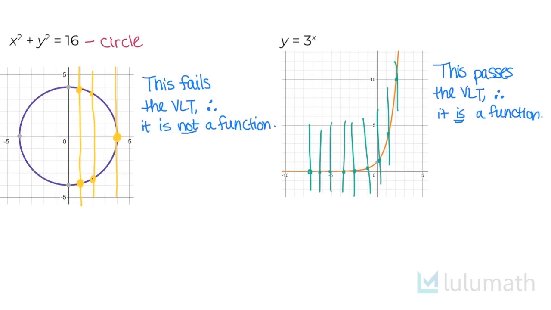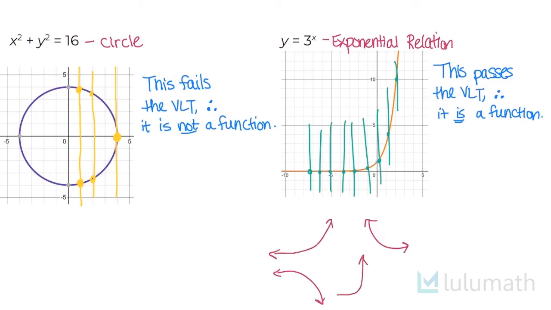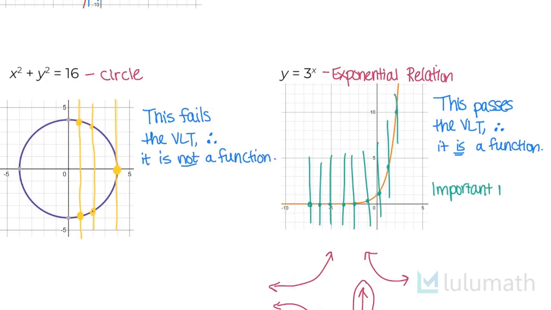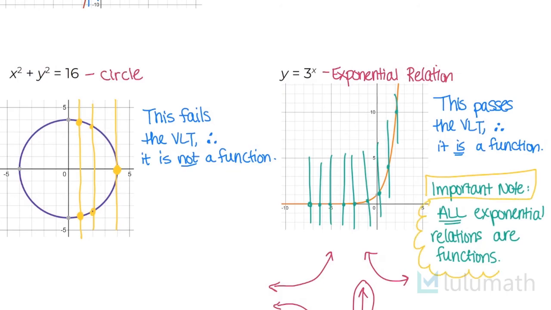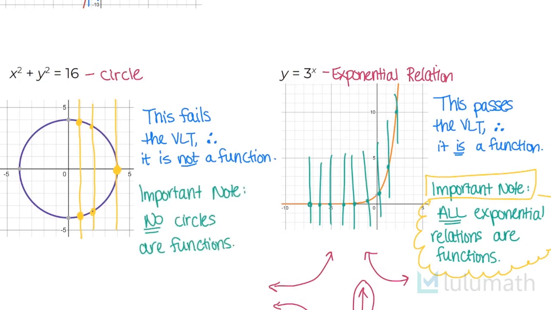And this is called an exponential relation. And it doesn't matter what the base is, it will always pass the vertical line test, no matter what. Even though this appears to be getting so steep that it won't pass the vertical line test, it technically will still pass it. If you were to adjust the zoom on it, you'll see that it's not perfectly vertical, so it will always pass the vertical line test. An important note is that all exponential relations are functions. And on that note, no circles are functions. Now, although these are really important generalized statements, the whole purpose of this video is to understand how to use the vertical line test to determine if something is a function or not.